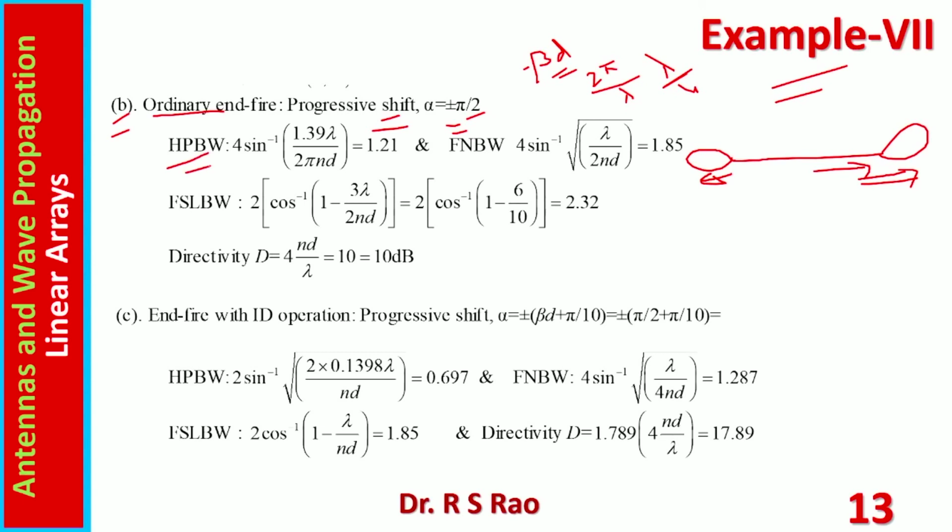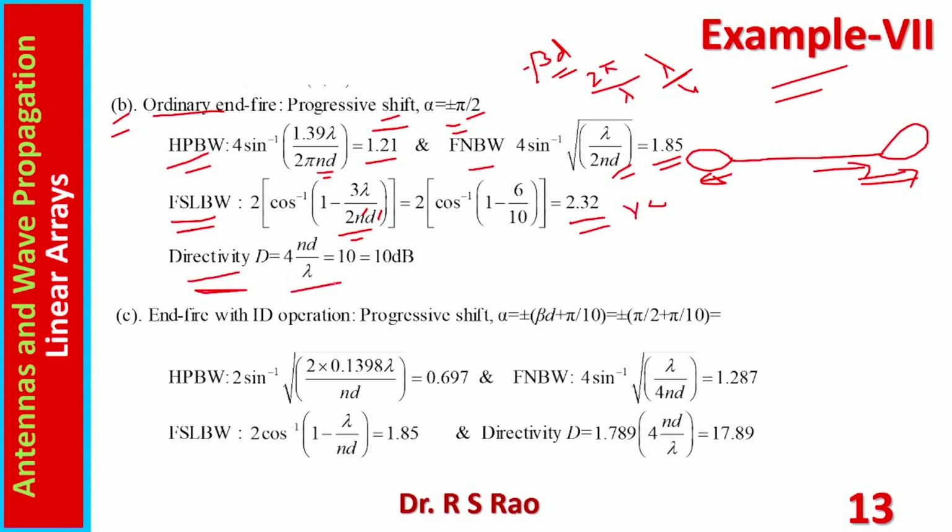Half power beam width is given by 4 sine inverse 1.39 lambda over 2 pi nd. Substitution gives us a value 1.21 radians. First null beam width is given by the formula 4 sine inverse under square root lambda over 2nd. Substitution and simplification gives us beam width as 1.85 radians. First side lobe beam width is given by 2 times cos inverse 1 minus 3 lambda by 2nd. N is available, d is available. Substitution gives us FSL BW for this case as 2.32 radians.